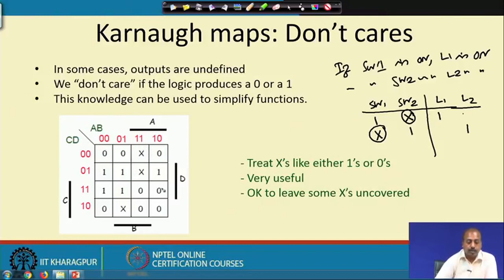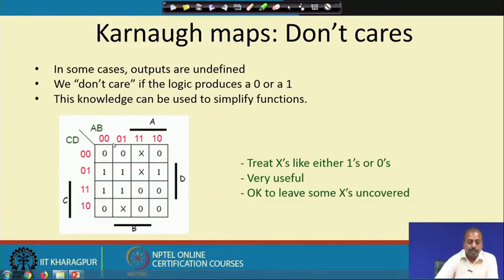So this is the function where we have A B and C D. A B is 00, 01, 11, 10, and C D is 00, 01, 11, 10, along with the function value. If A B is 00 and C D is 01, then it is 1. A B 01, C D 01 is also 1. But if A B equals 11 and C D equals 00, then we are not bothered about the value of the function. That is represented as x in the truth table. Similarly, for A B 11, C D 01, we are not bothered about the output of the function, so this is also x.